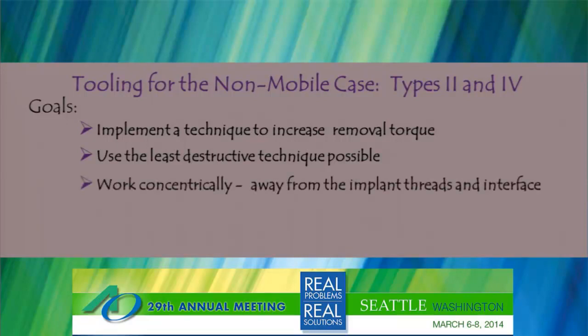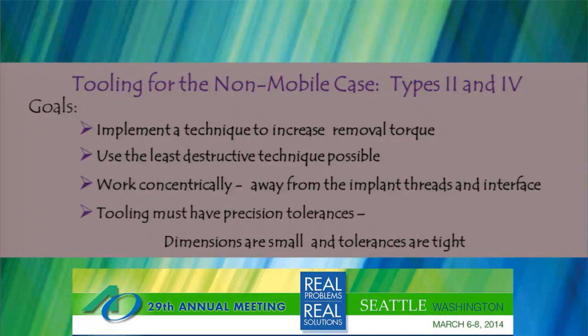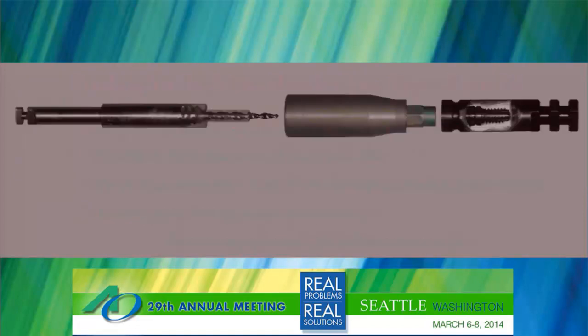And then work concentrically. That's another thing. Stay in the center of that screw. Why? Because you're staying away from the threads, you're staying away from the interface. Excellent idea. Avoids complications. And the tooling must have precision tolerances because we're dealing with small spaces and small, tight tolerances. So our tools have to match those criteria. Okay? Try to find it out there. It's rather difficult.